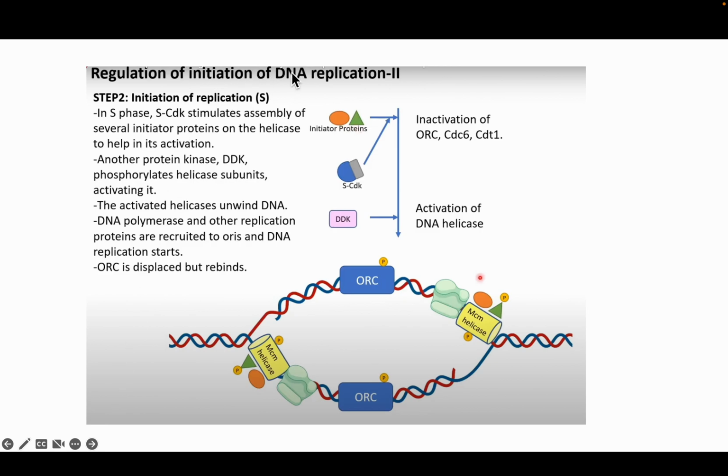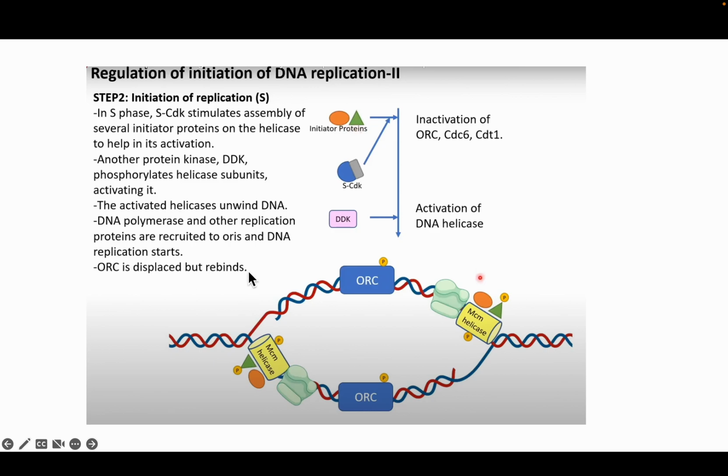Now, regulation of initiation of DNA replication, step 2. What is initiation of replication? In S phase, S-CDK stimulates assembly of several initiator proteins on the helicase to help in its activation. Another protein kinase, DDK, phosphorylates helicase subunits and hence activates it. The activated helicase unwinds DNA. DNA polymerase and other replication proteins are recruited to origins and DNA replication starts.